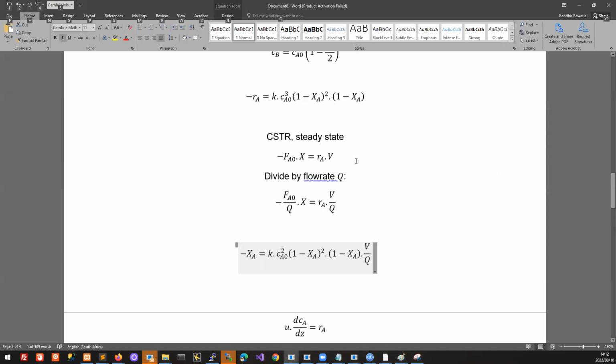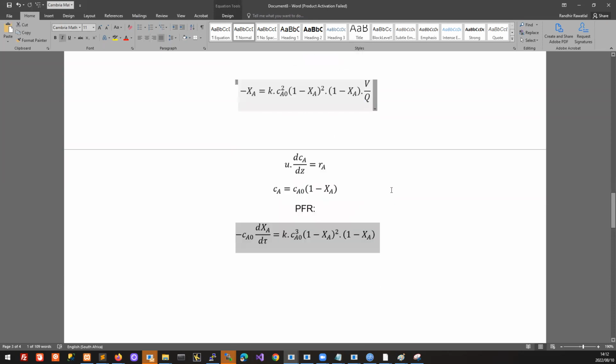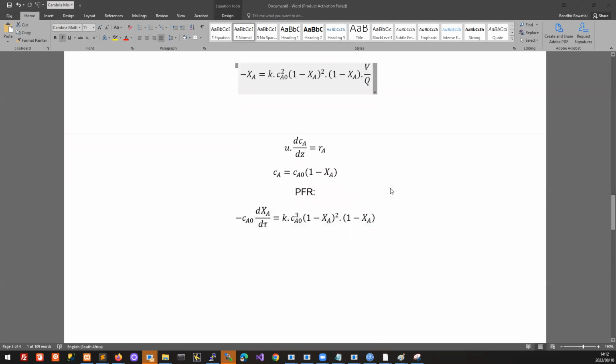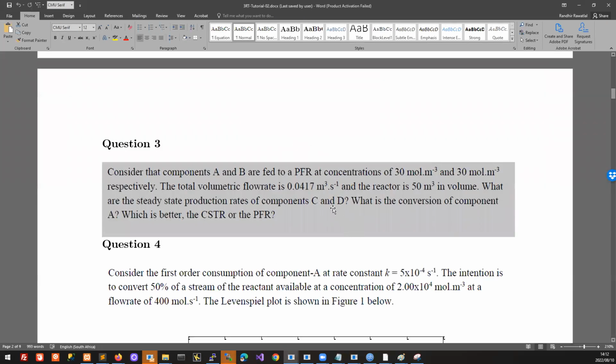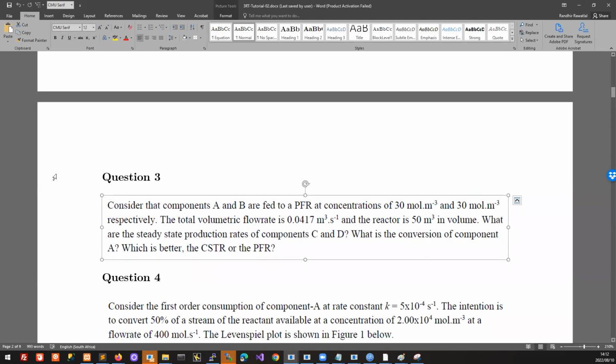So please do work these out, right? Please do integrate this equation. You can just use some ODE integrator and do this, and you should see a much higher conversion. Okay, so that was question 3. Any questions or comments on question 3?